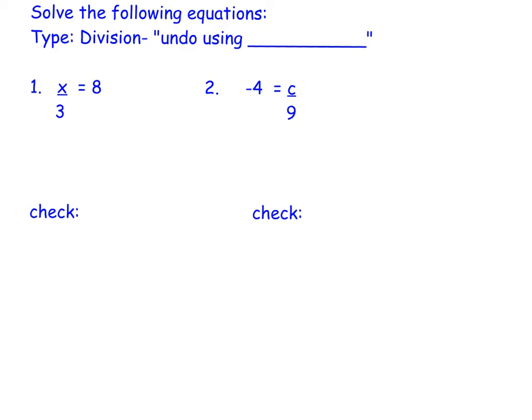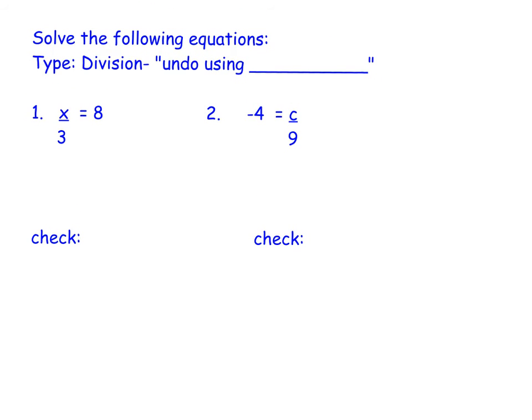All right, type 4. Number 1 says x divided by 3 equals 8. I just said that, x divided by 3. So we're going to undo division with multiplication. When you say your problem, that's going to help you decide which operation you have to perform. And it's always going to be the opposite or inverse operation. The inverse of division is going to be multiplication. So I'm going to multiply both sides by 3.